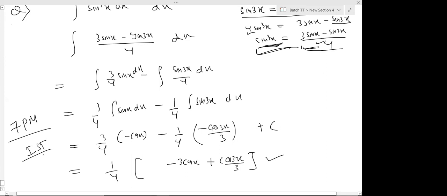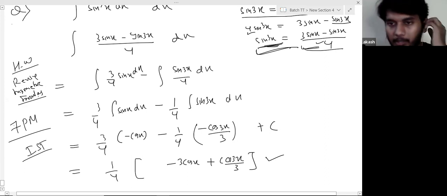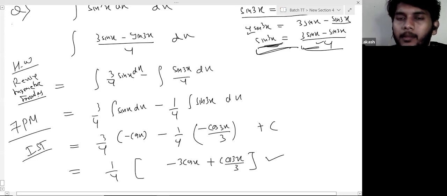All right. So please write down your homework also. Revise trigonometric formulas. And the first exercise of NCERT. So the first 2 exercises you can do.